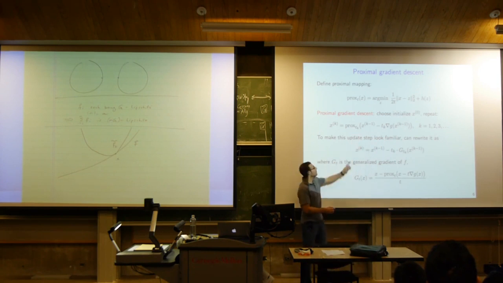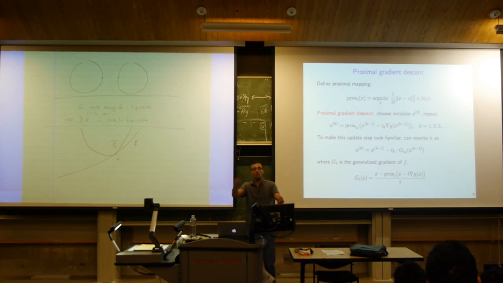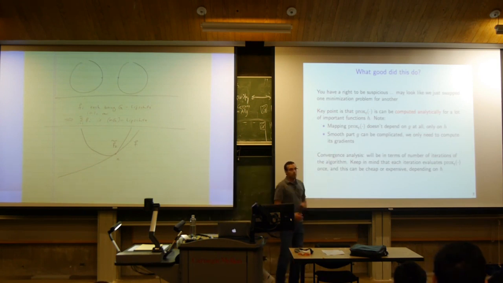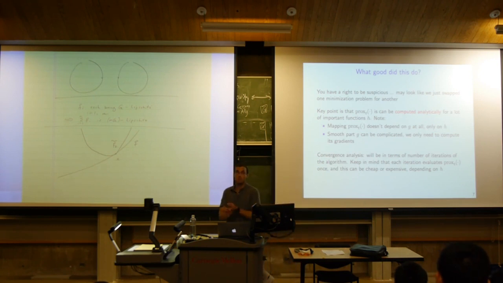And that prox is itself a minimization. So I've swapped out one minimization, which is to minimize the sum of g plus h, with a bunch of minimizations over and over again. And that may look a little bit cheap, right? You can ask, how is that really any better? The key point to keep in mind is that we only ever really run proximal gradient, or talk about proximal gradient, when this prox operator can be either computed analytically or can be computed very efficiently.